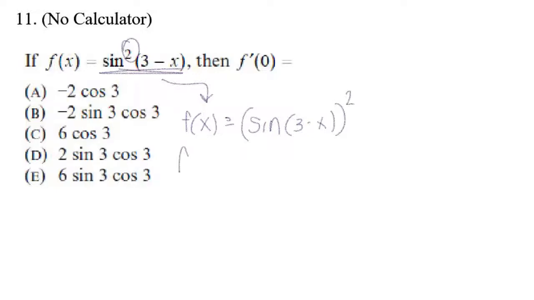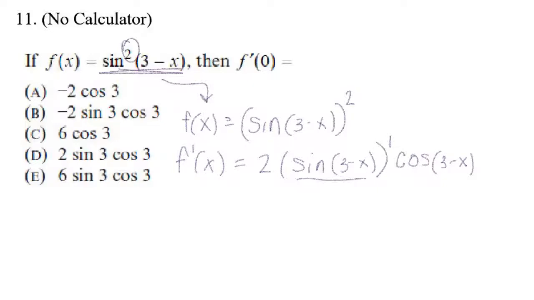So when I do f prime of x, I get 2 times sine of 3 minus x, all to the first, times the derivative of the inside. Now the derivative of the inside, we've got a couple of things we're going to have to do. Well, the derivative of sine of 3 minus x is cosine of 3 minus x, and then that's going to be times the derivative of 3 minus x, which is negative 1. So we have to be careful.